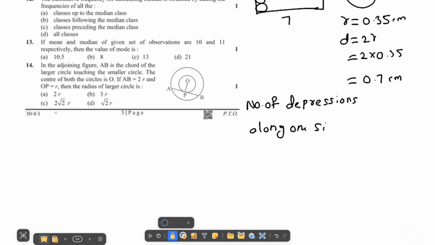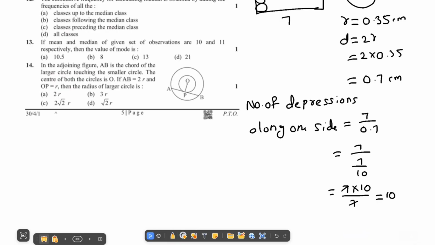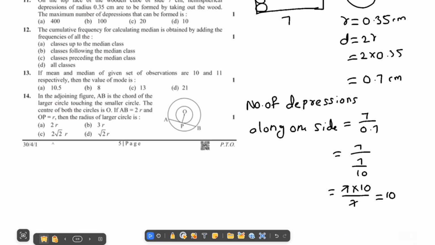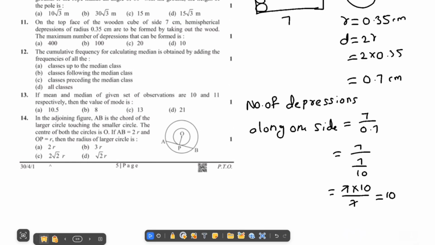So one side is 7 centimeters in length, right? 7 divided by the depression diameter 0.7. So 7 by 0.7 can be written as 7 by 1/10. This 10 will go up. It becomes 7 into 10 by 7. 7 and 7 cancel. Now 10. Along one side, we can have 10 depressions.